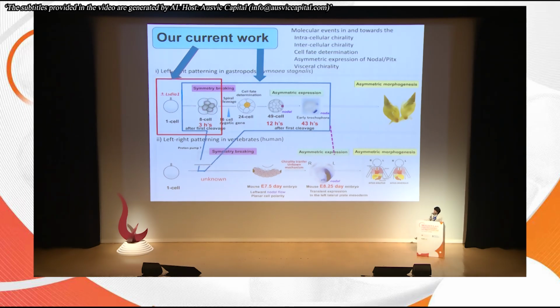In the case of mice, I told you 7.5 days, there's a nodal flow, and at 8.25 days nodal is expressed. Look at the snail case. 12 hours after the first cleavage, nodal is expressed. And it's also determined at the one cell stage already. At the third cleavage, you cannot change chirality anymore. Before that, by micromanipulation, you can change the chirality. So it is really interesting.